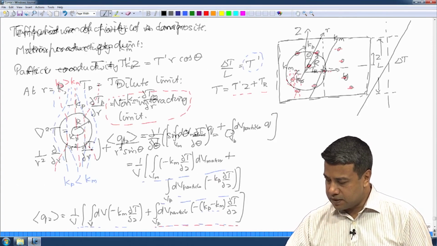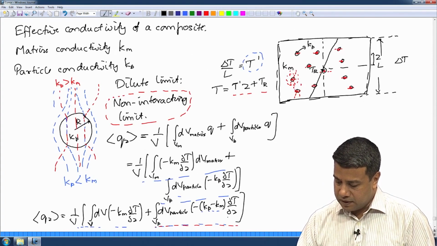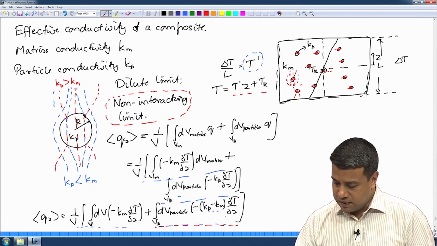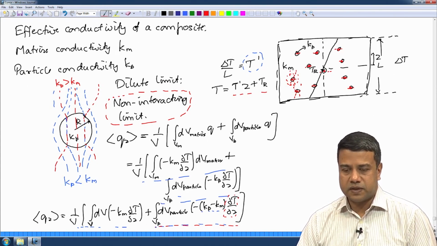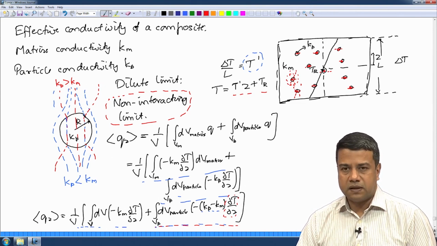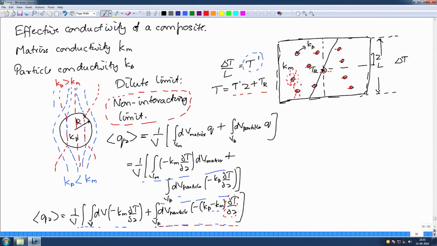Once we know the temperature within the particle, we can then find the flux within the particle and thereby calculate the average flux through the material, and that gives us the effective conductivity of the composite. We will continue this in the next lecture, how to solve by separation of variables in a spherical coordinate system, now that we have two coordinates r and theta. I will see you in the next lecture.